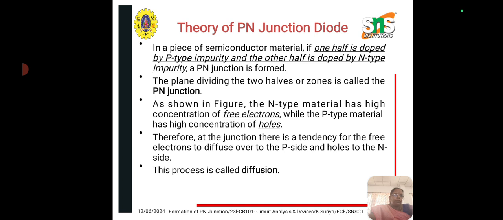In a piece of semiconductor material, if one half is doped by the p-type impurity and the other half is doped by the n-type impurity, a PN junction is formed. The plane dividing the two halves or zones is called the PN junction. The n-type has high concentration of free electrons while the p-type material has high concentration of holes. Therefore, at the junction there is a tendency for the free electrons to diffuse over to the p side and holes to the n side. This process is called diffusion.